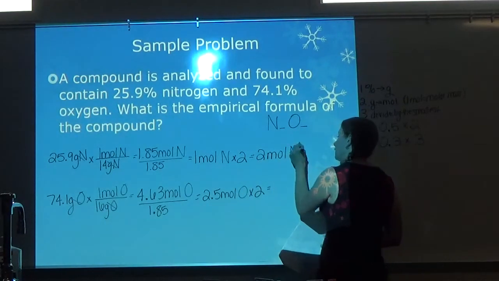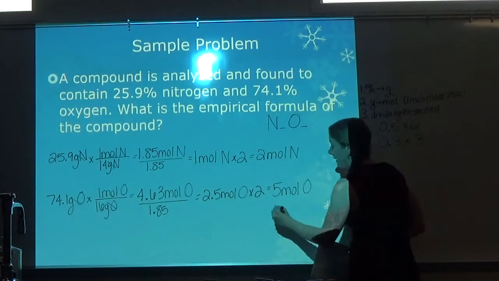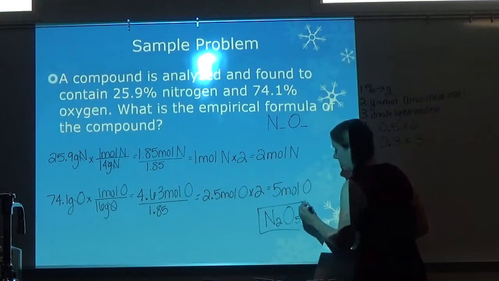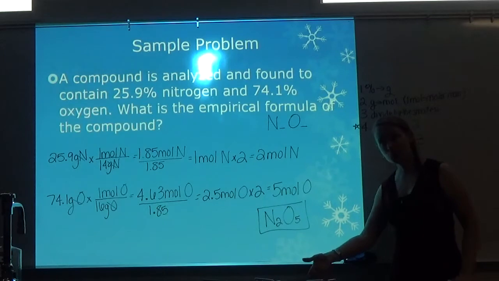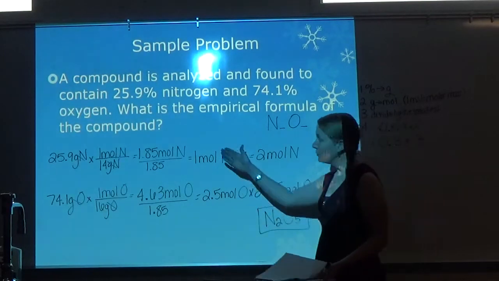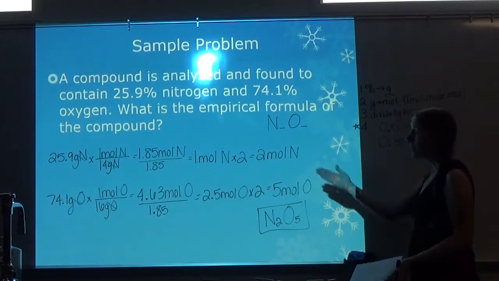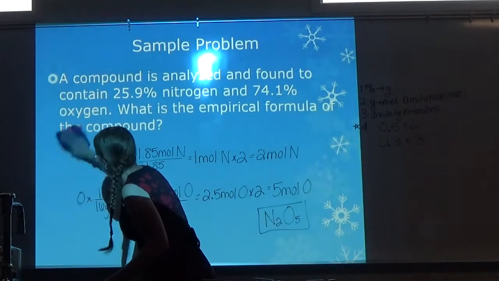So I get 2 for nitrogen, and I get 5 for oxygen. So my formula ends up being N2O5. And so that's how step 4 works. Sometimes you need step 4, sometimes you don't. If you end up with nice whole numbers right here, you don't need step 4. The problem is when you end up with a fraction left over. All right, so let's look at another one.